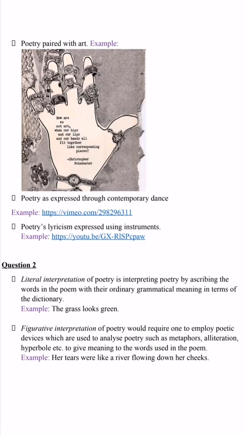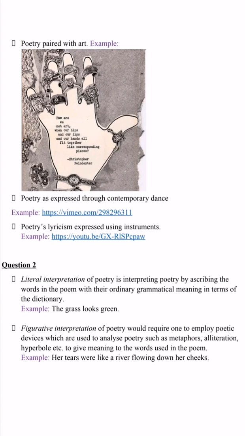So the third one, poetry as expressed through contemporary dance. And of course, you've got the link there. Poetry, lyricism expressed using instruments. Those are interesting. Guys, this is poetry. You need to definitely be in touch with your emotional self. Of course, you need to find out how you can interpret it. And the beauty of poetry is seeing how the poet actually writes and plays with songs and techniques that are at their disposal.